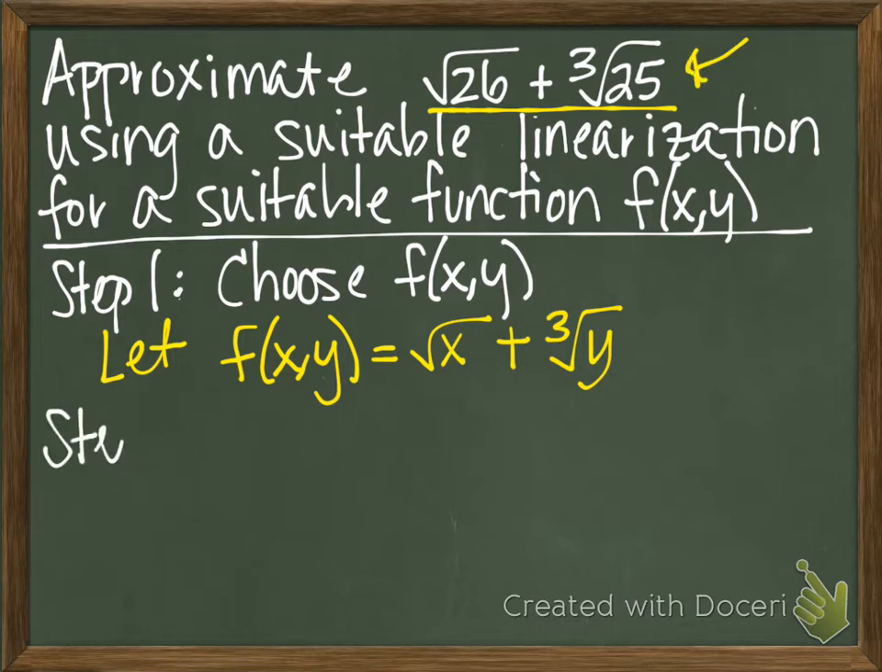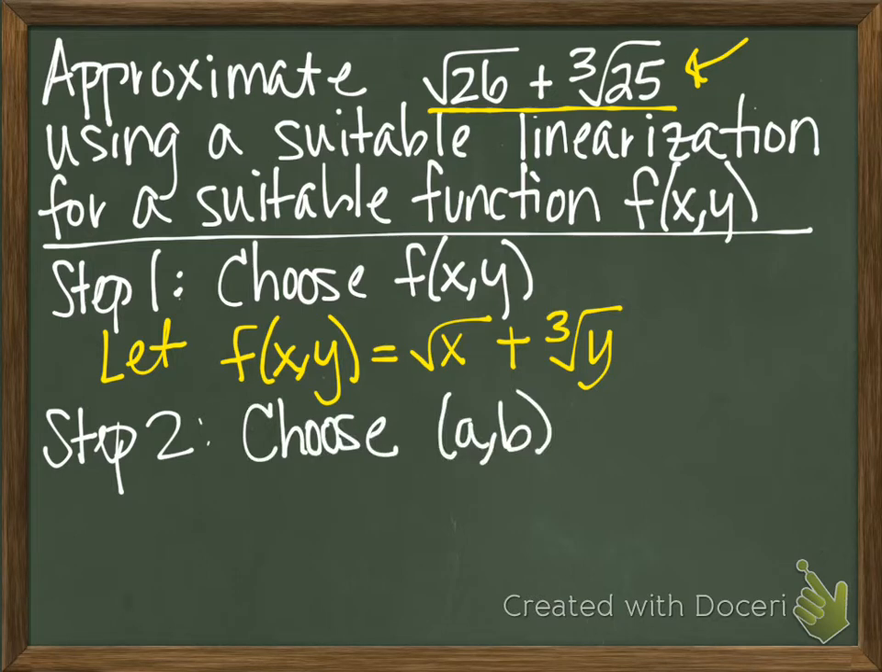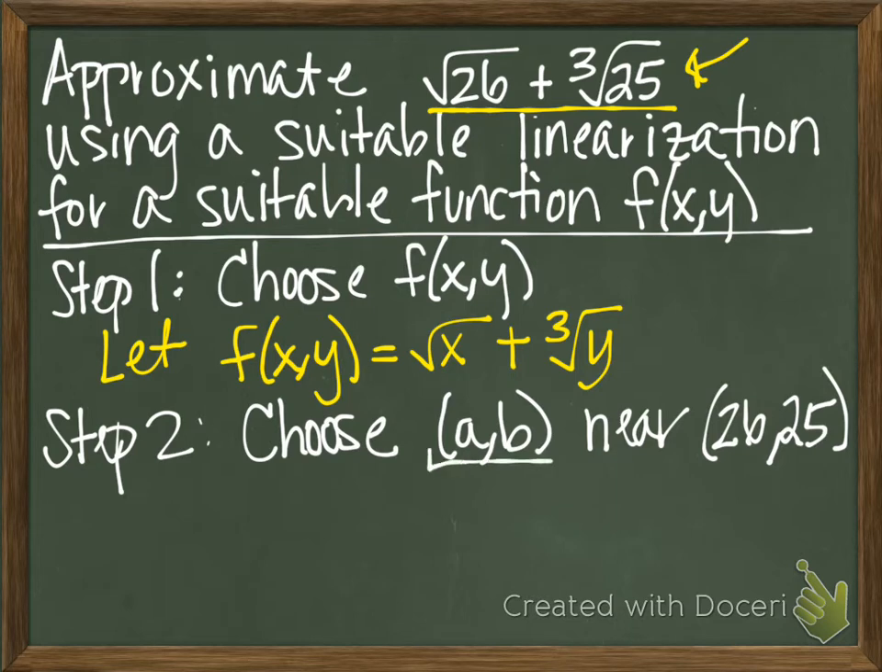The next step is to choose a value for x and a value for y that's near the point we're trying to evaluate. We're trying to take the square root of x when x is 26, and the cube root of y when y is 25. So we want to choose a point nearby (26, 25) that we can use for our linearization. Remember, linearization is the same as finding the tangent plane to this function. We're going to find the tangent plane at the point (a, b) and use that to help us approximate the value of the function at (26, 25).